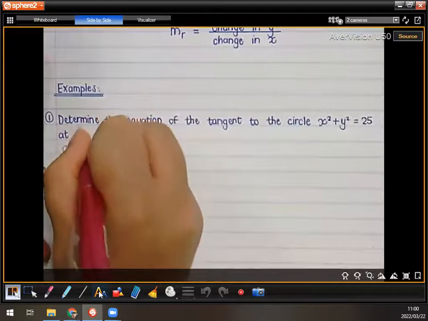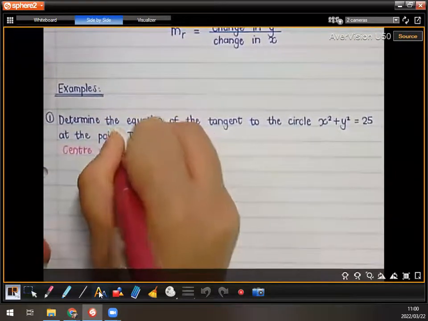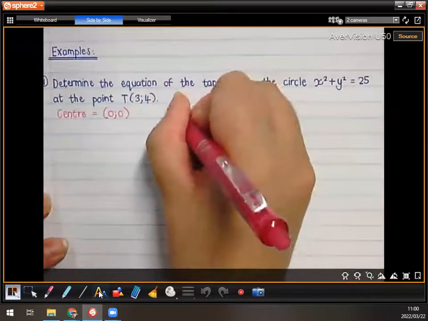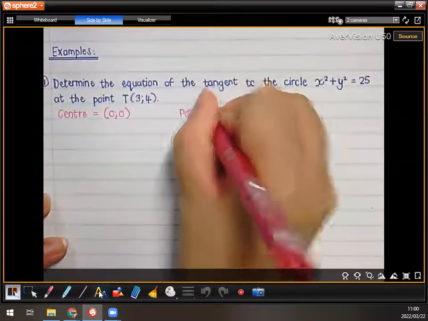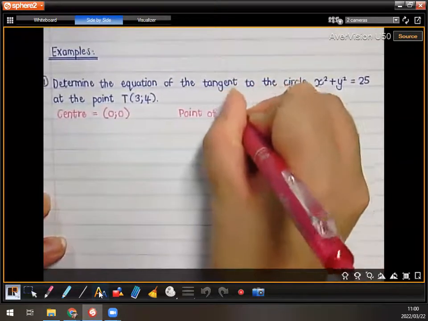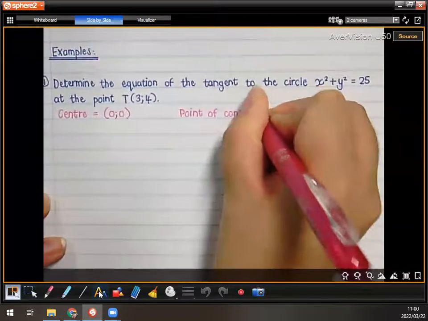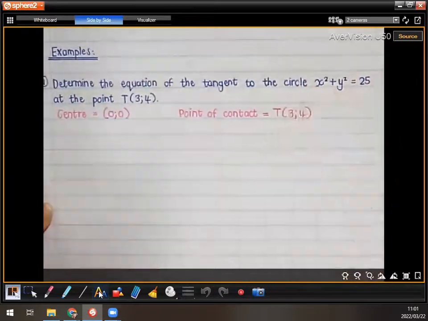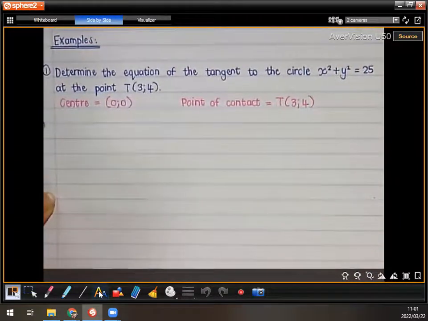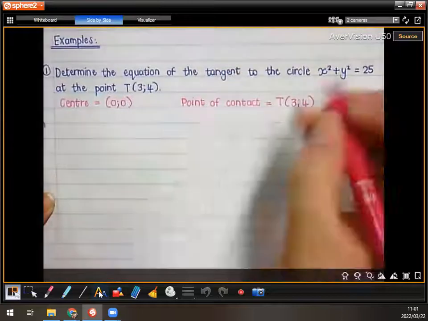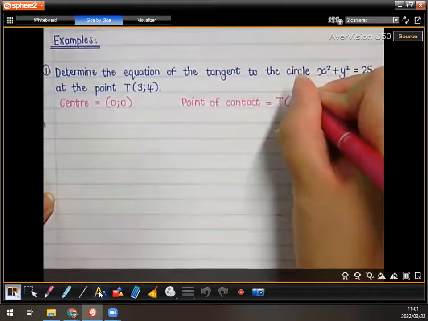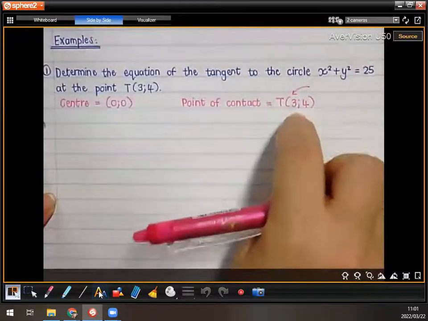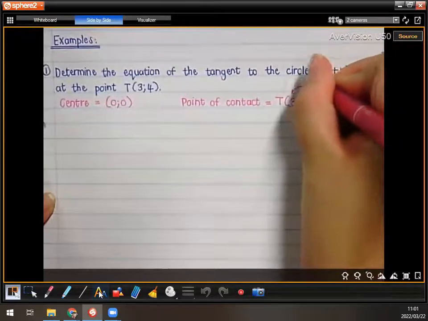So the center is 0, 0. And the point of contact is T, which is 3, 4. And this point of contact is the most important point, guys, because this one actually lies on the line. It lies on the tangent. So this is the one that we're going to sub in.